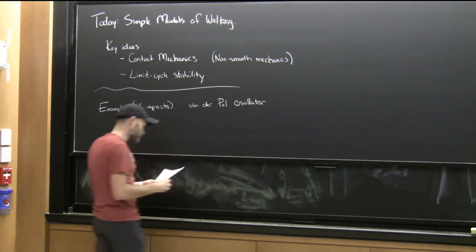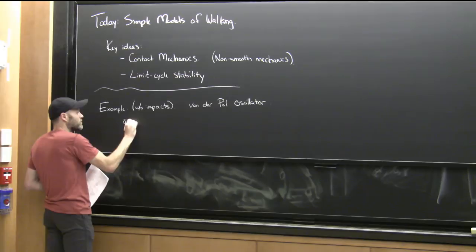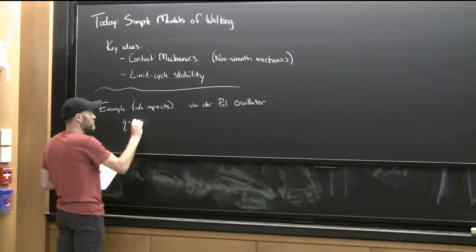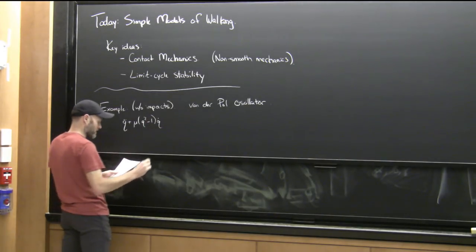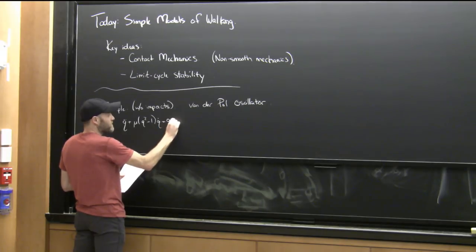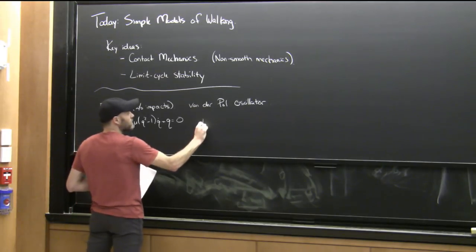It's a second order system with pretty simple dynamics, which happened to be polynomial. Remember, I mentioned this once before when we were plotting regions of attraction. Okay.